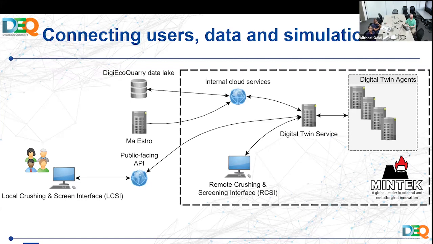Lastly, on the far right-hand side, we have computing resources. We call them digital twin agents. What these are doing is executing simulations. These are the computers that have, for example, Aggregates Sites installed on them and are able to run the simulation that my colleagues have been working on.